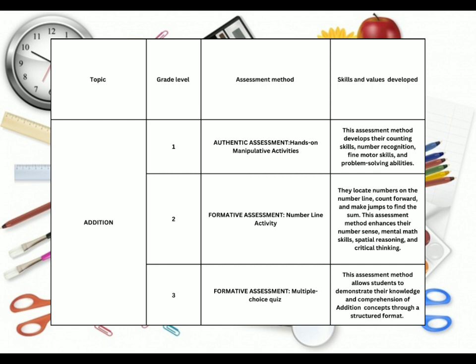Formative assessment, we will be dealing with a specific activity, the number line activity. In the number line activity, the skills and values developed are the following. Students will be able to locate numbers on a number line, count forward, and make jumps to find the sum. This assessment method enhances their number sense, mental math skills, spatial reasoning, and critical thinking.